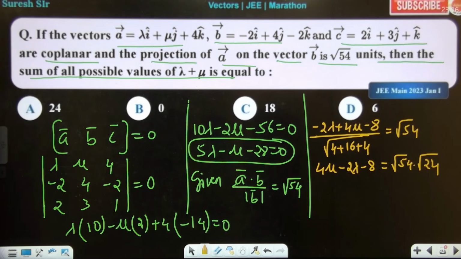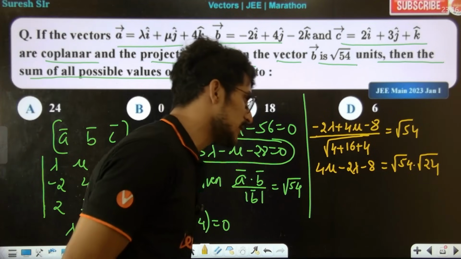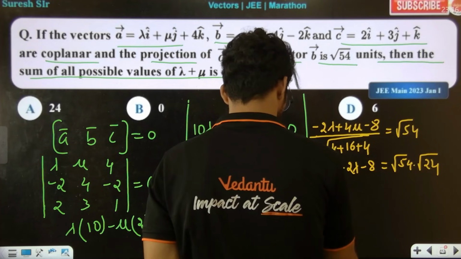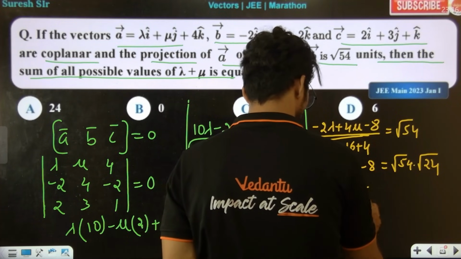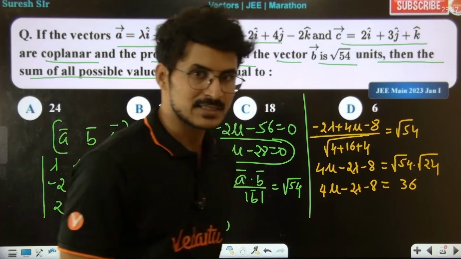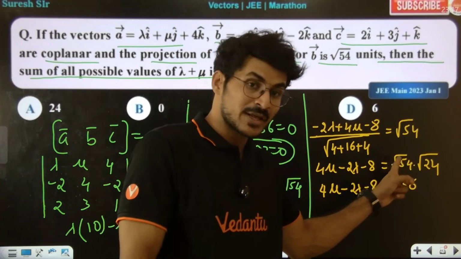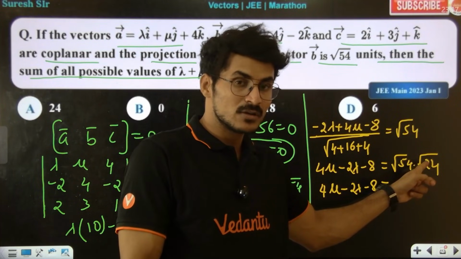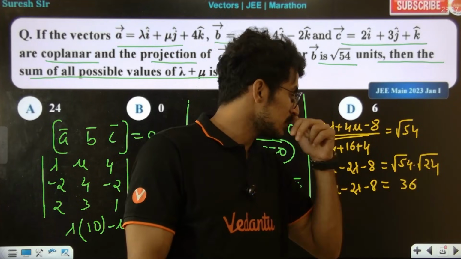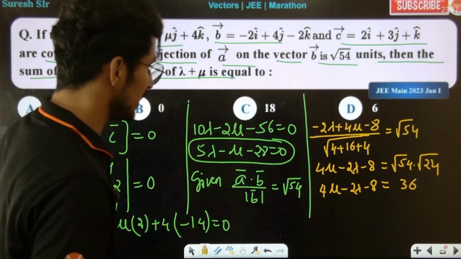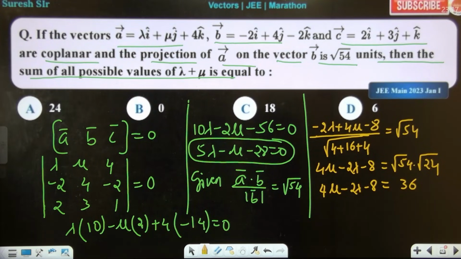Now I'll do one thing. This is basically root 54 into root 24, which is what? Square root of 1296. Okay. So 4 mu minus 2 lambda minus 8 is equal to square root of 1296. Basically there is 36. Check. 36 or not? You can write this as 9 into 6, root 9 into 6, or you can write this as 6 into 4. That also works. So you can just get 36. 54 into 24, 1296. Square root of 1296 is 36, sir.